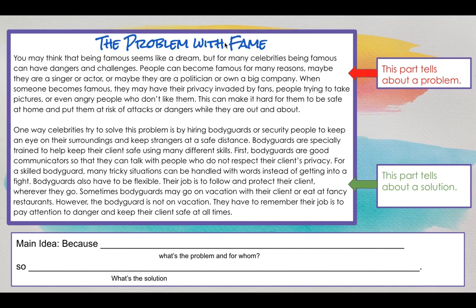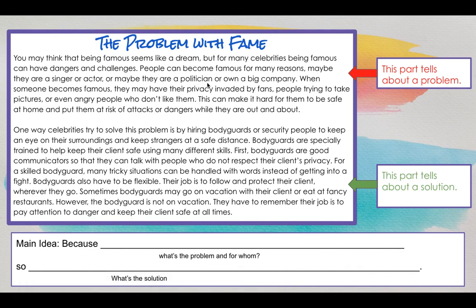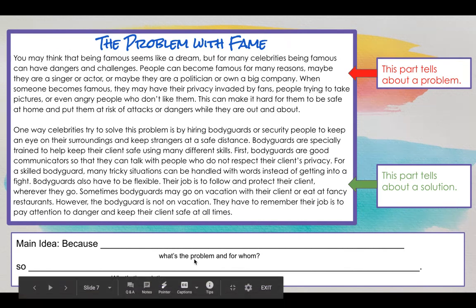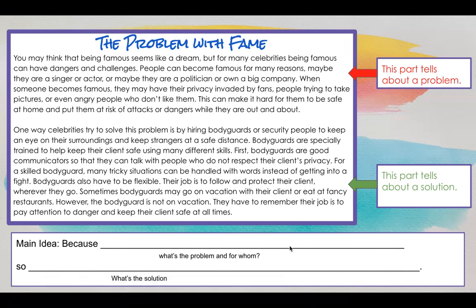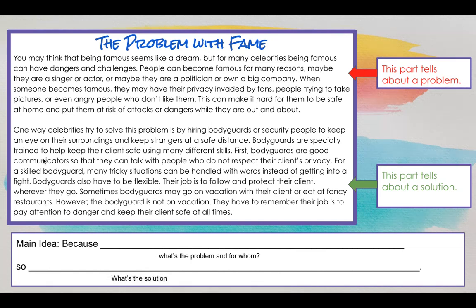go back and look at this first paragraph. When I read it, I would say, because people try to invade the privacy of famous people or celebrities. So that's my what the problem is and for whom. Because people invade the privacy of celebrities. So, well, how are they trying to solve it? They solve the problem by hiring bodyguards to keep them safe in many different ways.